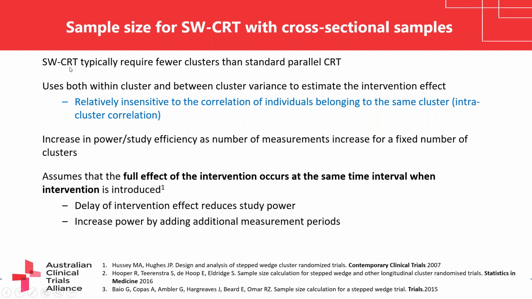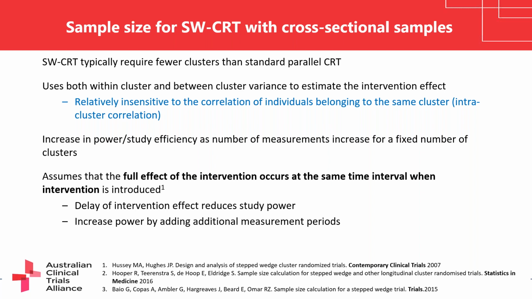Typically a step-wedge cluster randomized trial would require fewer clusters than the standard parallel cluster randomized trial. But that also depends on the intra-cluster correlation, the size of the cluster, as well as how many periods you're collecting measurements on over time. In the sample size calculations, here I assume cross-sectional samples because it simplifies things. For a cross-sectional sample, we use both within-cluster and between-cluster variance to estimate the intervention effect.